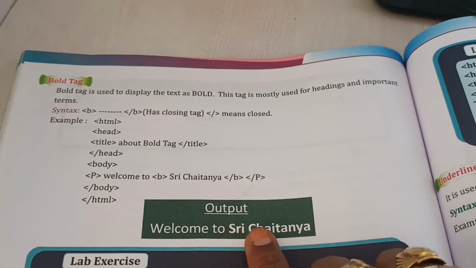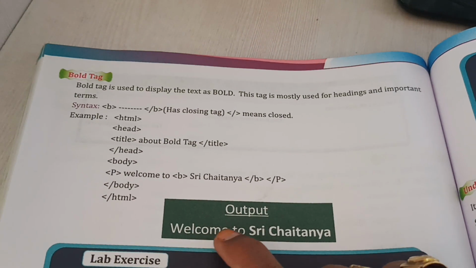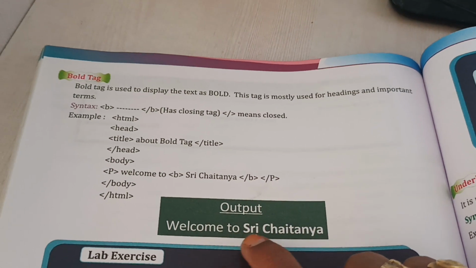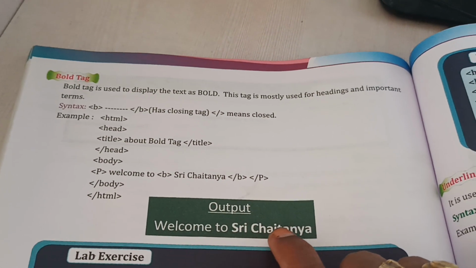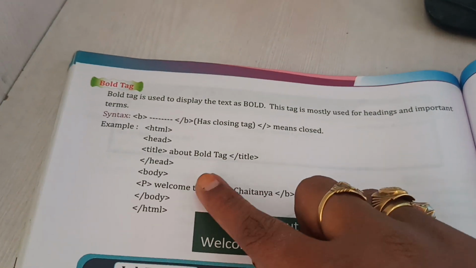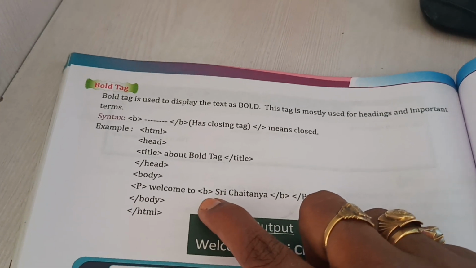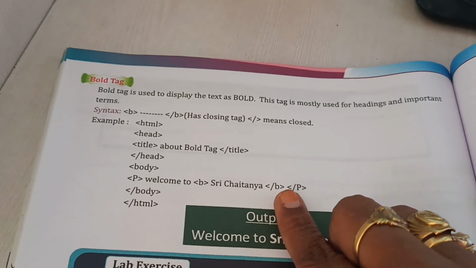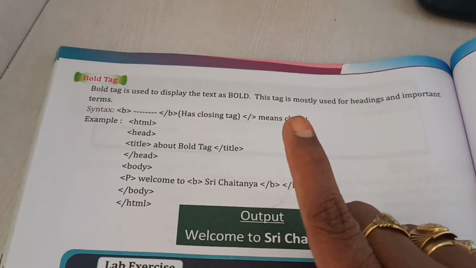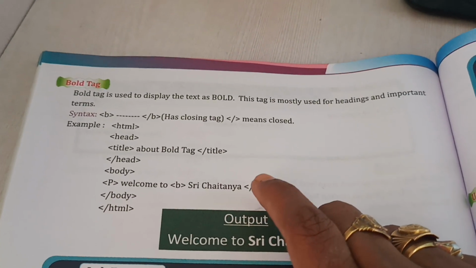Now the output: "Welcome to" is normal text. What is the name after that? The name is completely bold letters. So in HTML, what is the tag for bold? The opening tag is B, and the closing tag is also B. B for bold. Okay, this is explained practically.